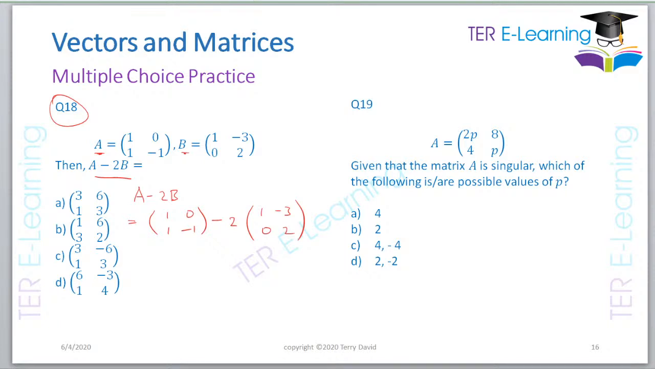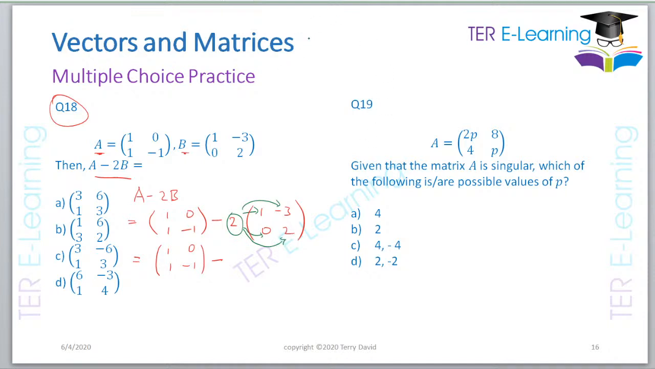Alright, I'm seeing somebody got an answer already, got C. So how are you all working? I'll work it here at the same time. We're going to go 1, 0, 1, minus 1. We can't do anything with this as yet. We're going to put minus. Now, you need to take this 2 here and multiply by every single element here. That's how we do a scalar multiplication.